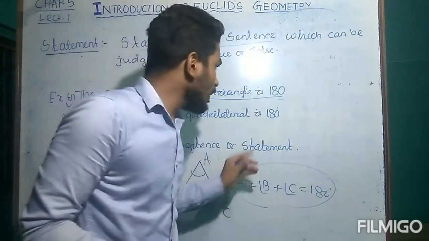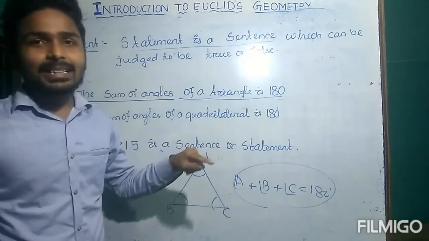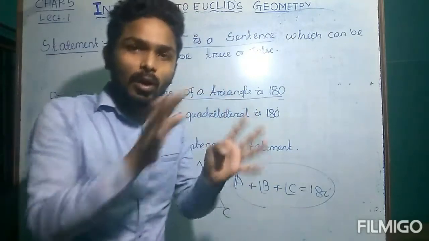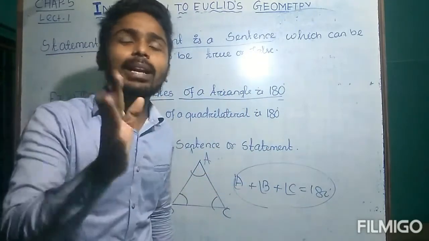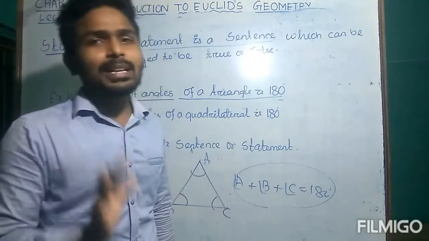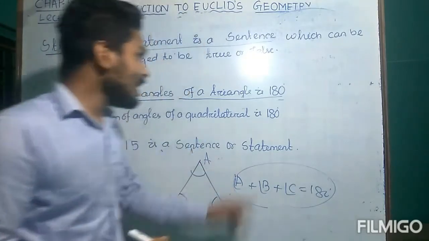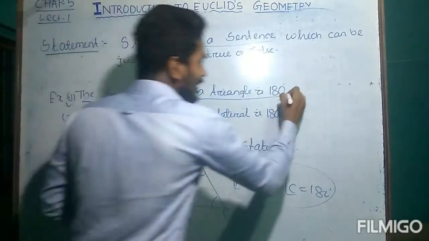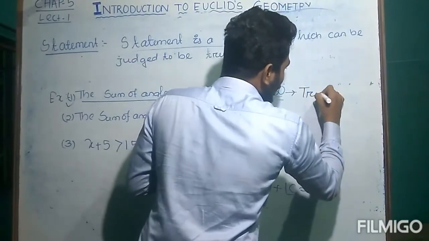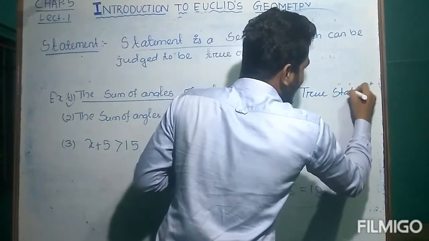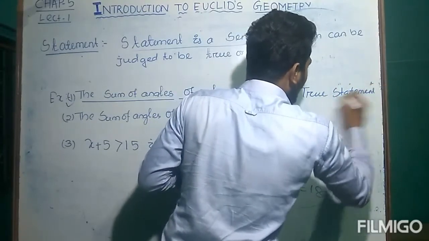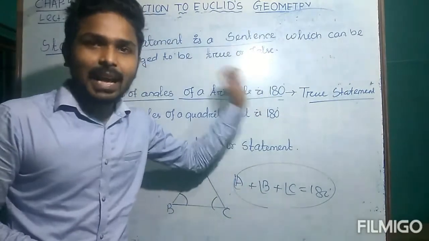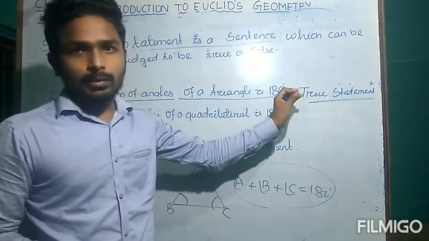As you know, the sum of all the angles of any triangle you can take is always 180 degrees. It is a true sentence. That is why this sentence becomes a statement. So it is a true statement, not just a sentence. It is a statement. Understood? Why? Because it has a chance of truth.